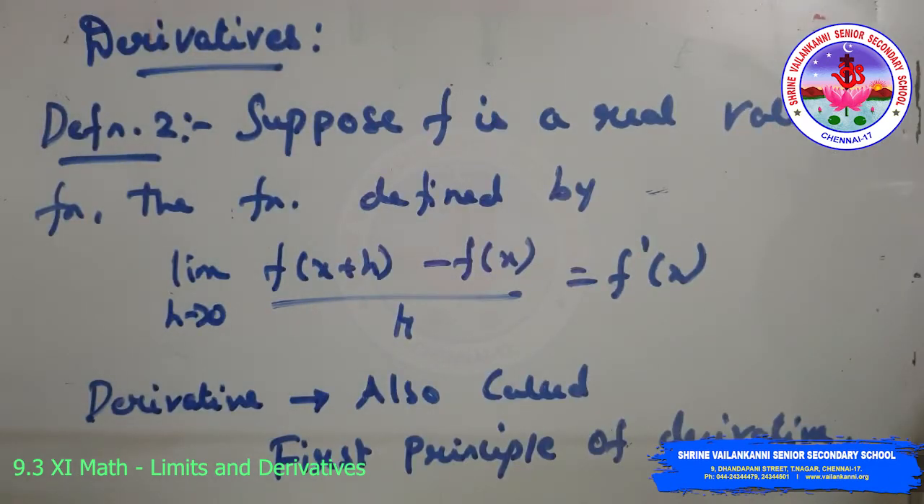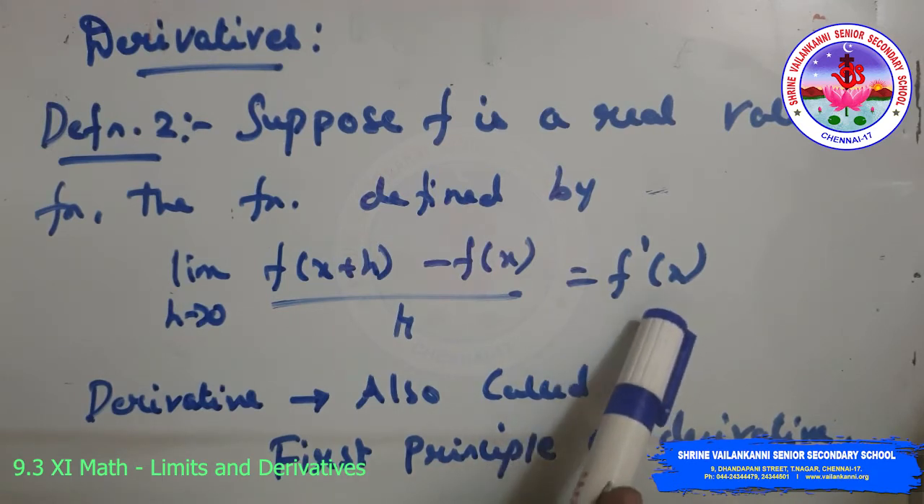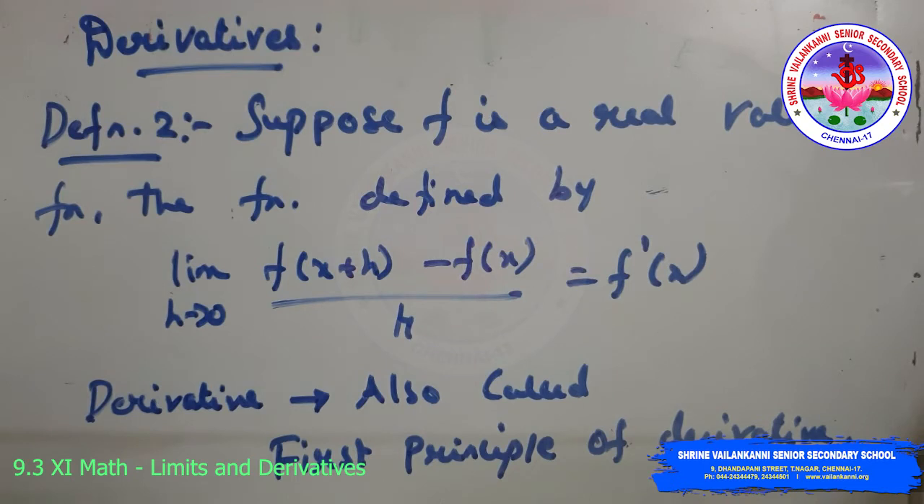Second definition. Suppose f is a real valued function. The function defined by limit h tends to 0 of f of x plus h minus f of x, by h, wherever the limit exists, is defined to be the derivative of f at x, which is denoted by f dash of x. This definition of derivative is also called the first principle of derivative. So f dash of x equals limit h tends to 0 of f of x plus h minus f of x, by h.